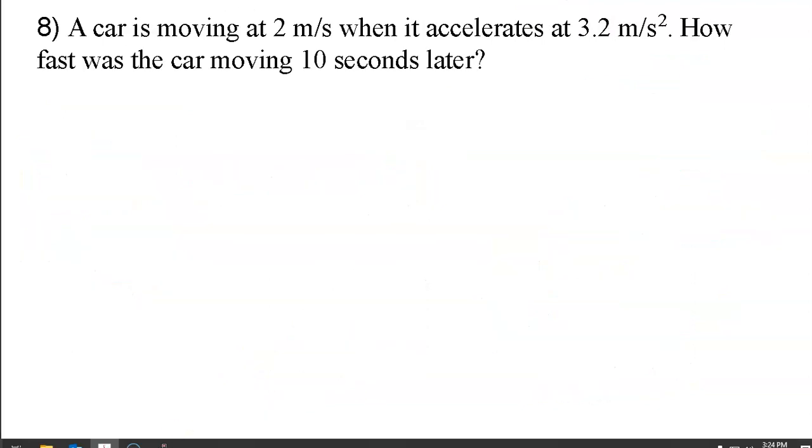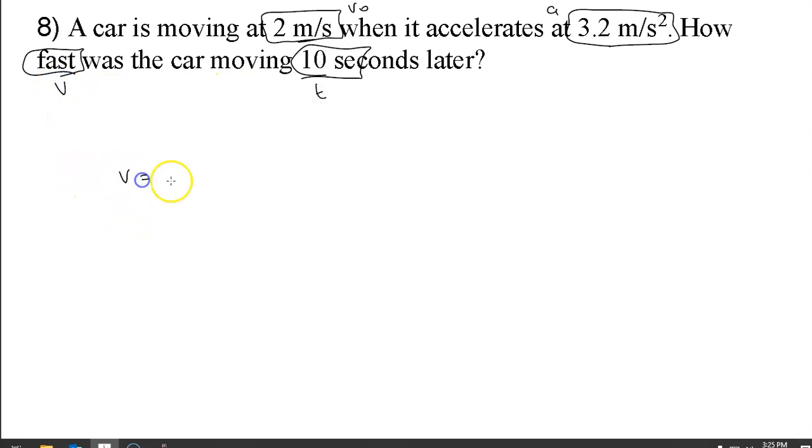Number 8, I've got a car moving 2 meters per second when it accelerates at 3.2 meters per second squared. How fast is it going 10 seconds later? All of these kinematics problems, this one is not a Cliff problem. This is just a regular old kinematics. But we're looking for the numbers, and we're trying to find a formula that ties those 4 numbers together. In this case, I got a v naught, I got an a, I got a t, and we're looking for final velocity. The formula that we need looks like this.